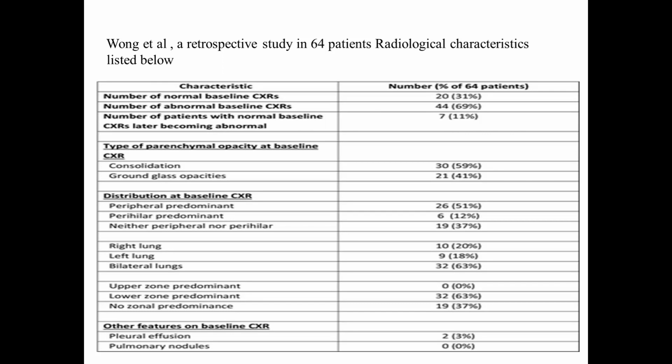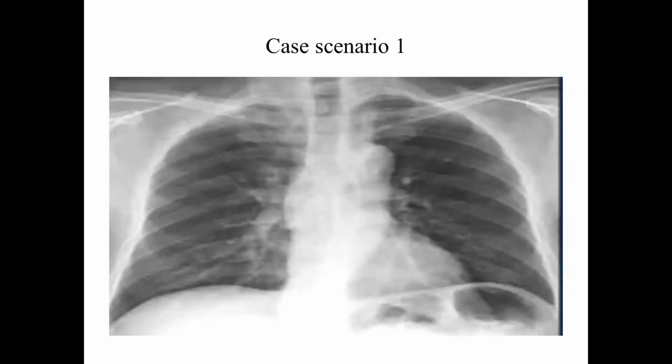Distribution at baseline chest X-ray was peripherally predominant in more than 50%, and bilateral lung involvement in more than 60%. Lower zone predominance was seen in more than 32%. And certain other atypical features, like pleural effusion, are also seen.